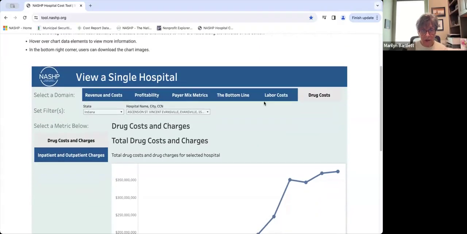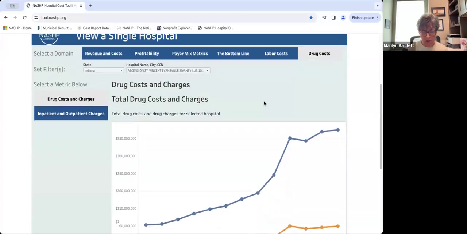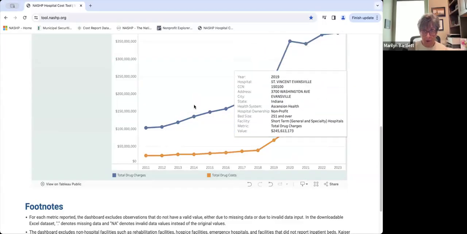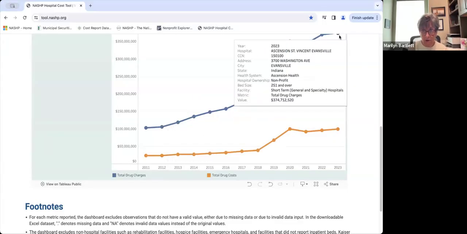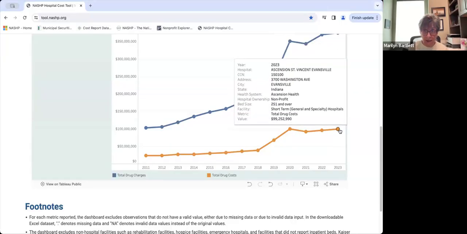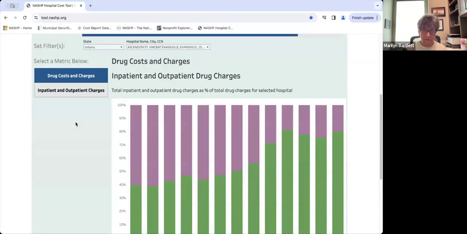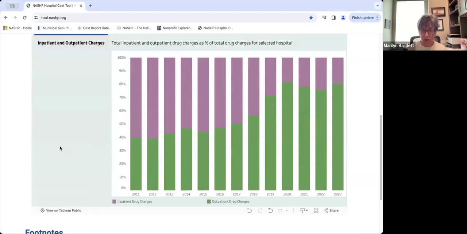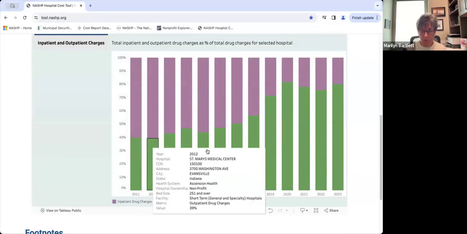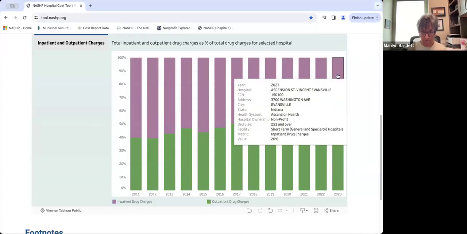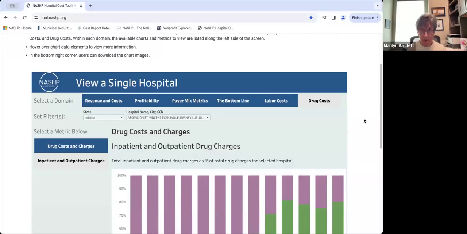So the last is the drug costs and charges. And right here you see these are lined out by hospital over the year, the charges. Hover over it, you can see the charges are 374 million and the costs 99. And again, finally, the bar chart, which will show you what I had discussed a little bit more, the move to outpatient from the inpatient. I think I've talked enough, Maureen. Should I close out of this?